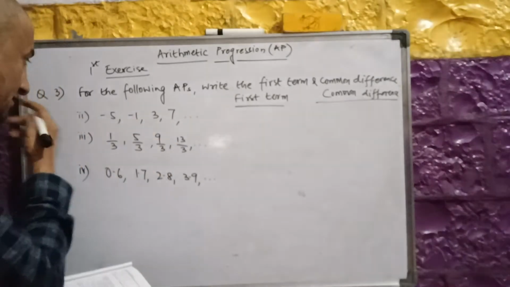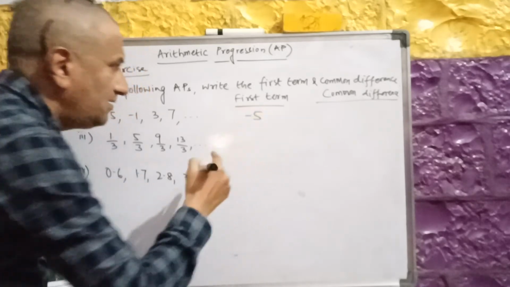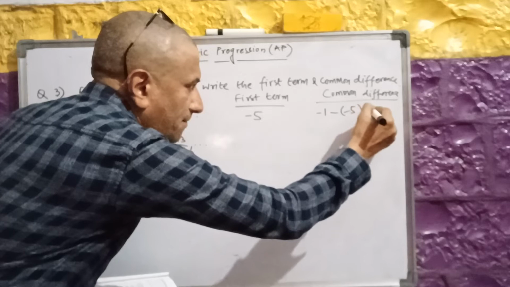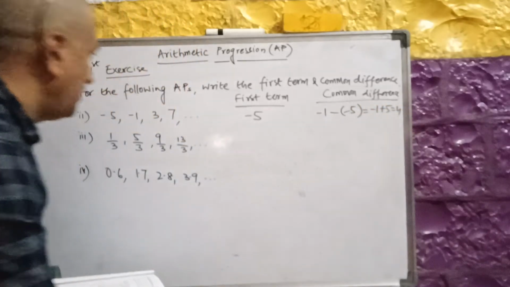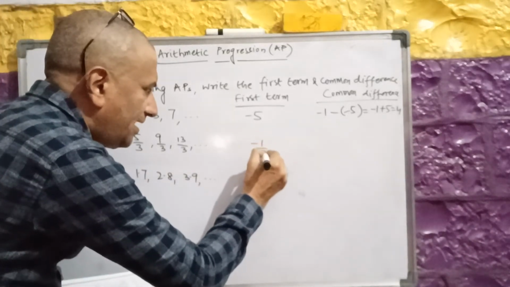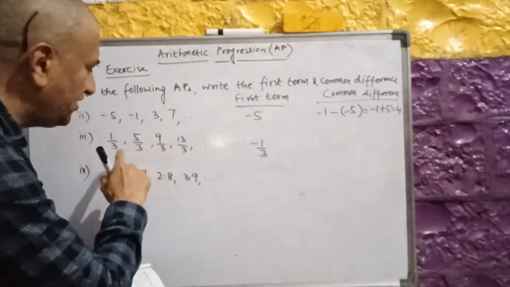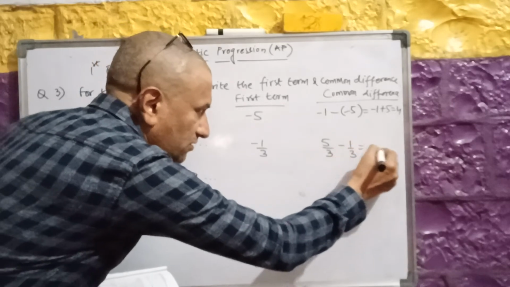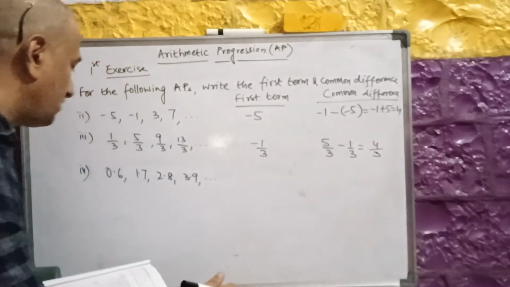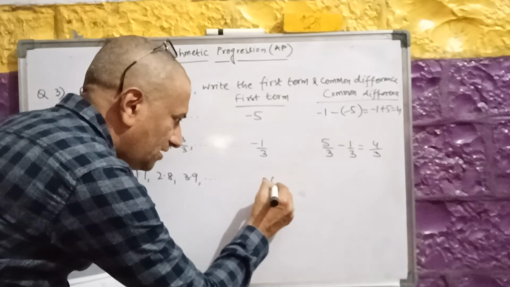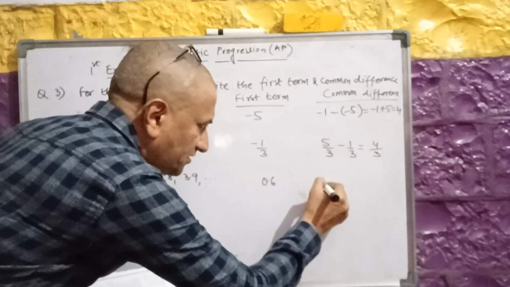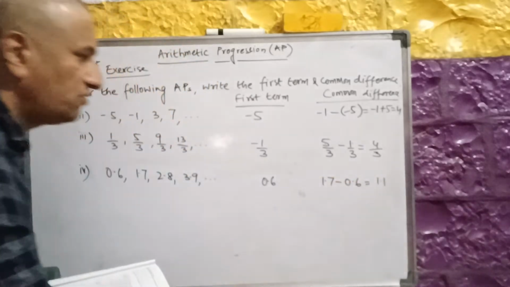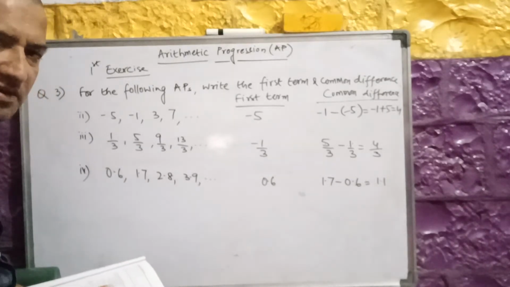For the second sub-question, the first term will be minus 5 and the common difference will be minus 1. The second term is minus 5 plus 1, which is minus 4. In the same way, for the third question, the first term will be minus 1 by 3, and the common difference will be the second term minus the first term. Or take any two consecutive terms, you get the same answer. 5 by 3 minus 1 by 3, since the denominator is the same, 5 minus 1 is 4, so the answer is 4 by 3. In the same way, the first term will be 0.6 here, and the common difference will be 1.7 minus 0.6, which is equal to 1.1. See, 7 minus 6 is 1, 1 minus 0 is 1 point. So this is how you need to find the answers for the remaining questions.